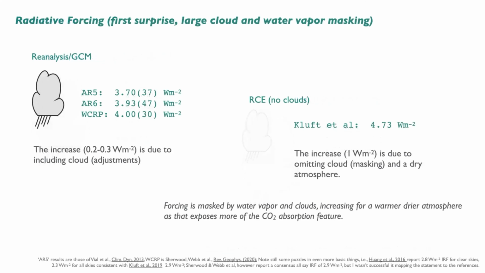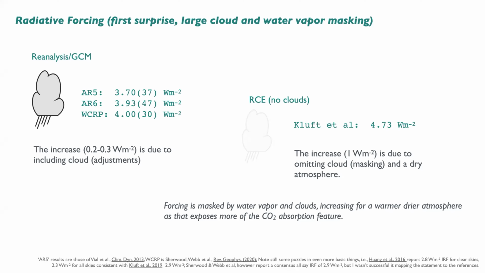And already we get our first surprise from RCE. When we look at forcing from AR5, we had 3.7. That was Jessica Vial's number. And in AR6, in the WCRP Sherwood, Webb et al. report, that got bumped up by a couple tenths because of cloud adjustments. And so you'd expect RCE, with no clouds and hence no cloud adjustments, to be less than AR5, less than 3.7. And lo and behold, we get 4.7, a big number, which we struggled to understand, but then we did.